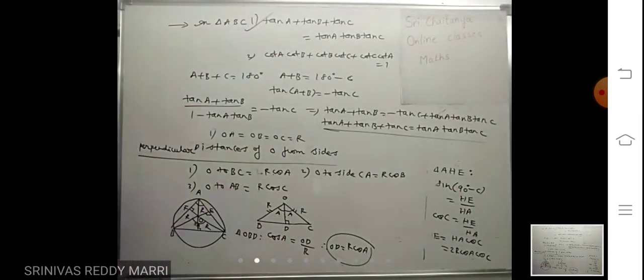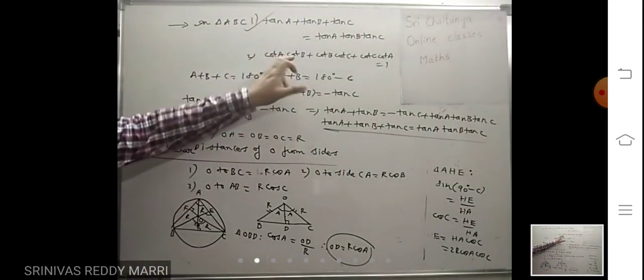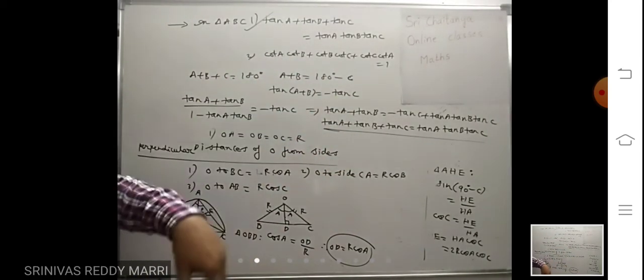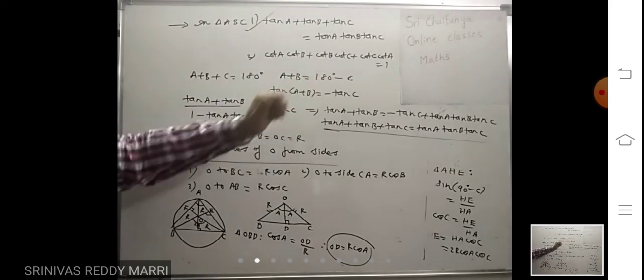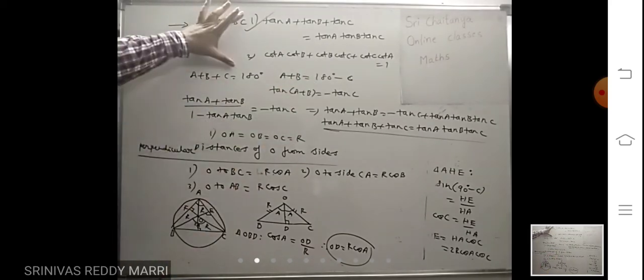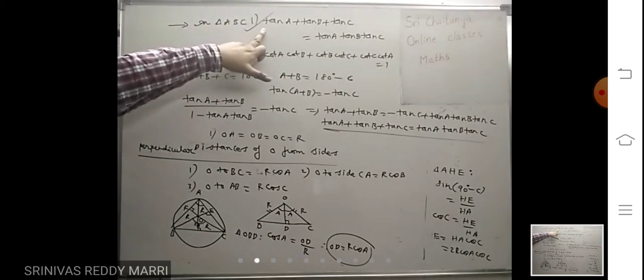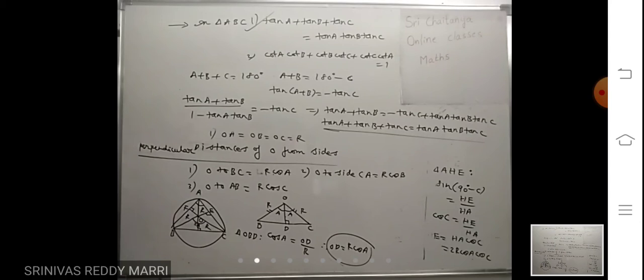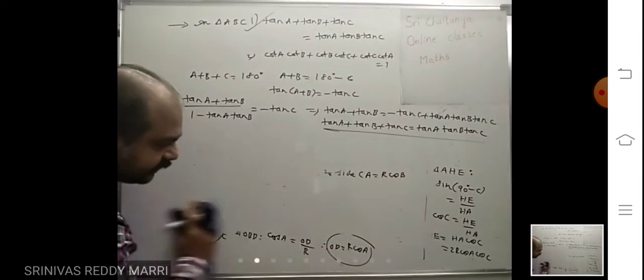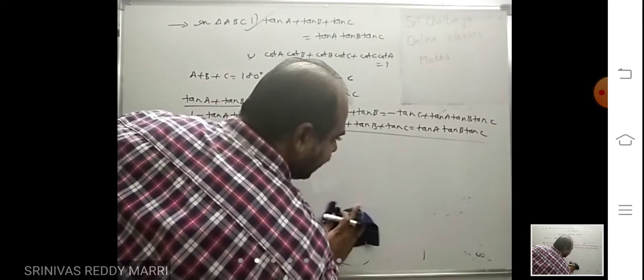Like that you try the other one. Here I have applied tan, you apply cot, then you will get that one. These two identities you have to remember, especially the first one, which you will get more in the problems. So in triangle ABC, tan A plus tan B plus tan C equals tan A tan B tan C. Whenever tan A plus tan B plus tan C comes, substitute it with that.